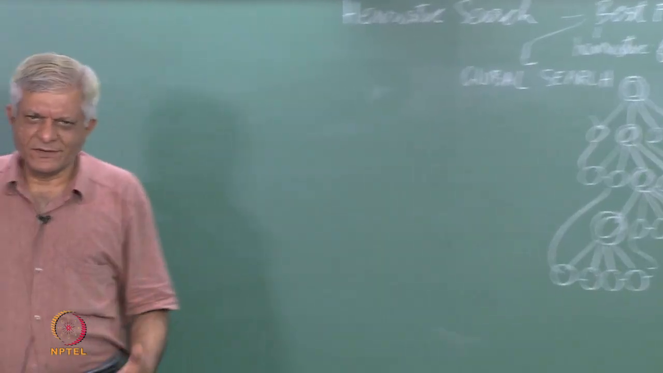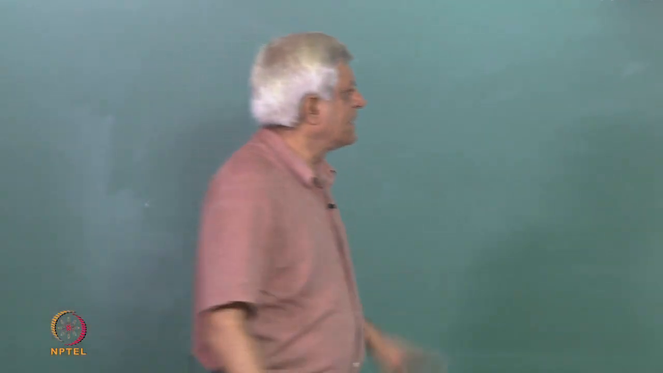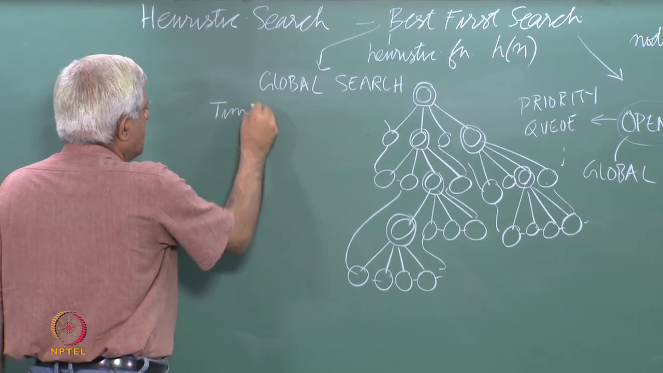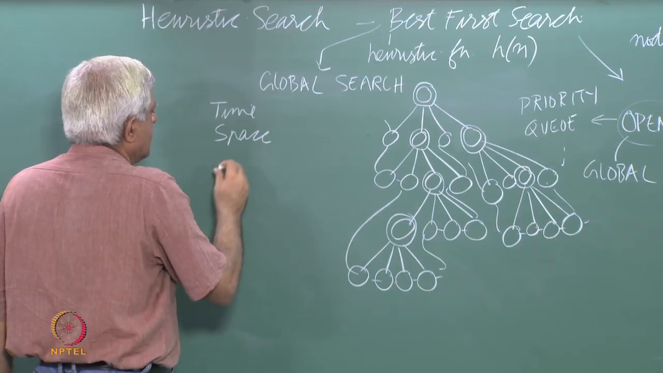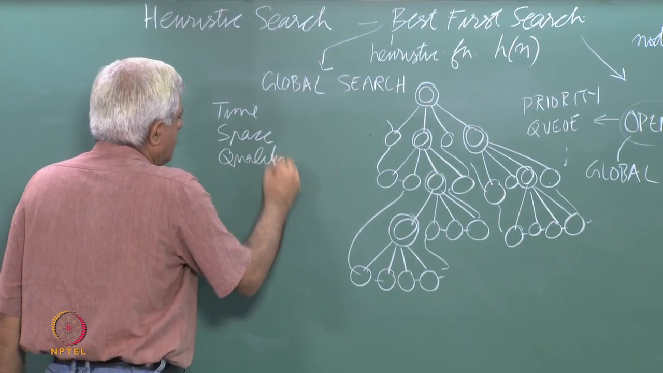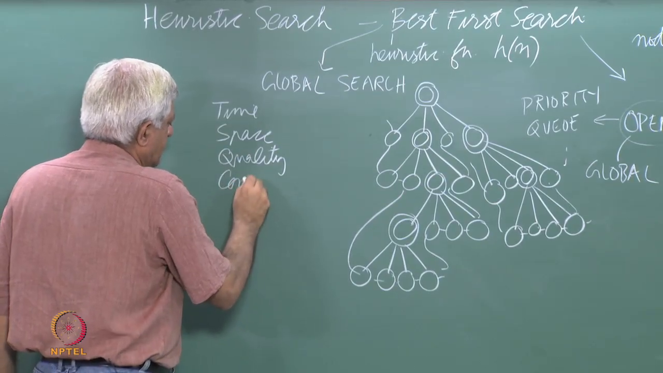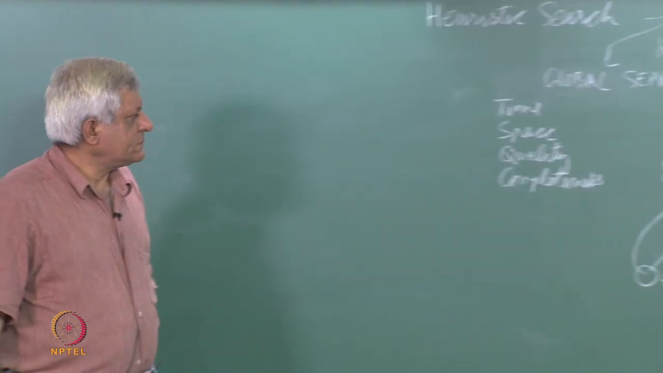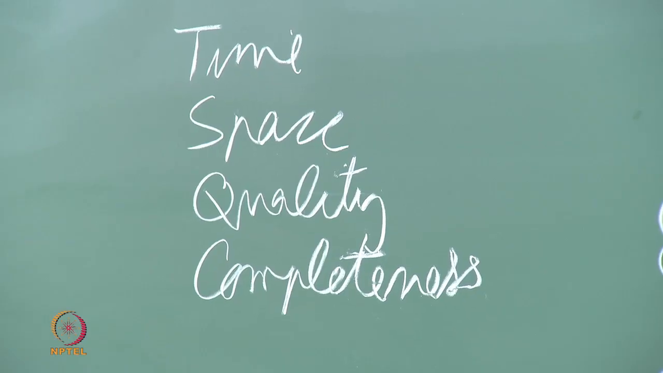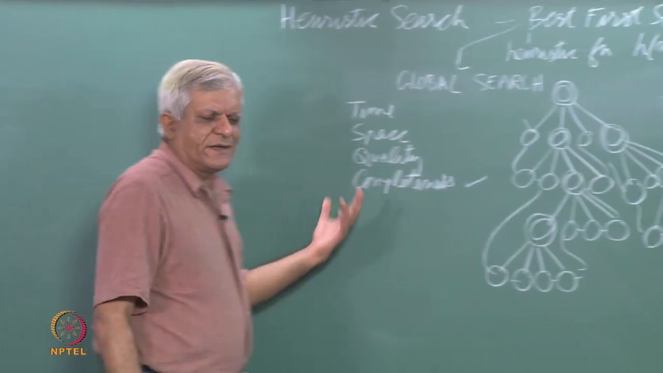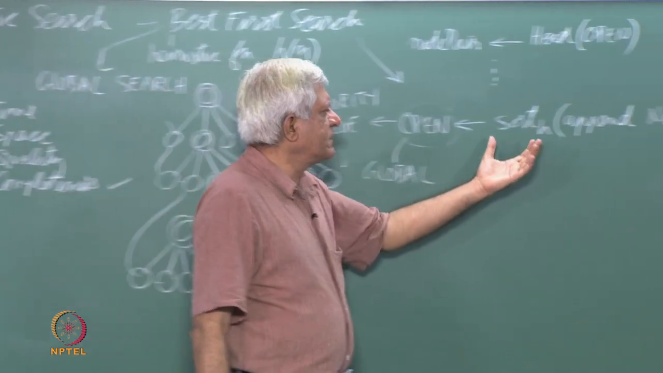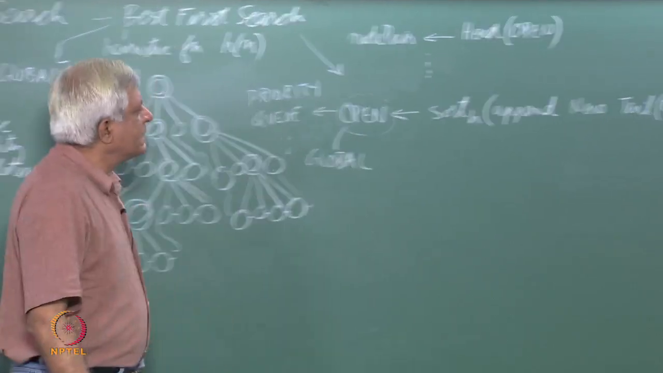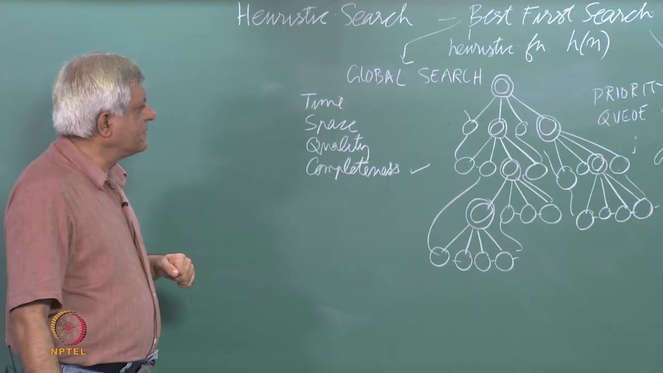So, what are the properties of this algorithm? We have looked at properties from 4 perspectives: time, space, quality and completeness. If you look at this algorithm from these 4 qualities, we can see that it is complete, because the only thing it does differently from depth first search and breadth first search is that it sorts the open list. Otherwise, it will always pick one node from open and expand it and so on and so forth. So, at least for finite spaces it is complete.